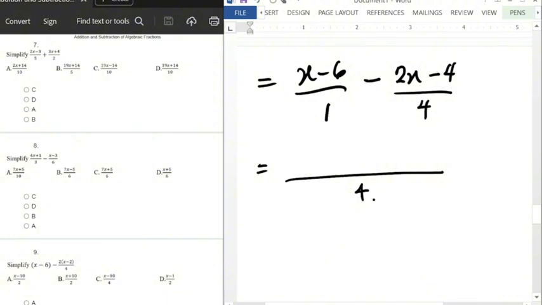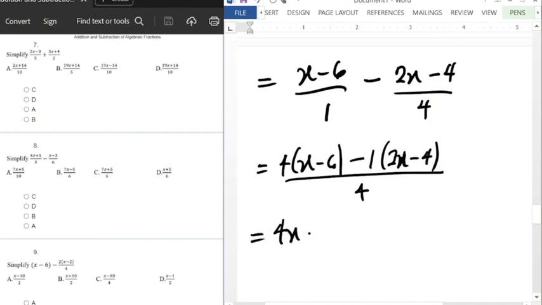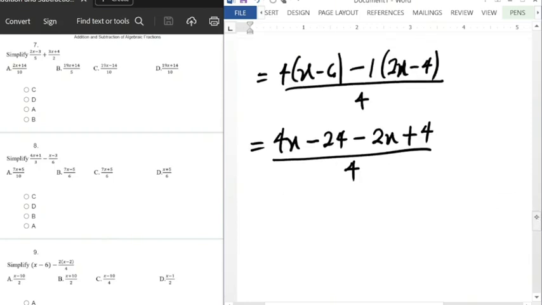So 1 into 4 is 4. So that's 4 times x minus 6, minus 4 into 4 is 1, 1 times 2x minus 4. So we open the bracket again. This is going to give us 4x minus 24 minus 2x plus 4, divided by 4.